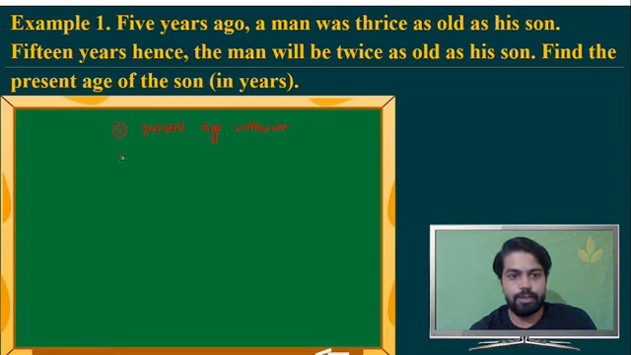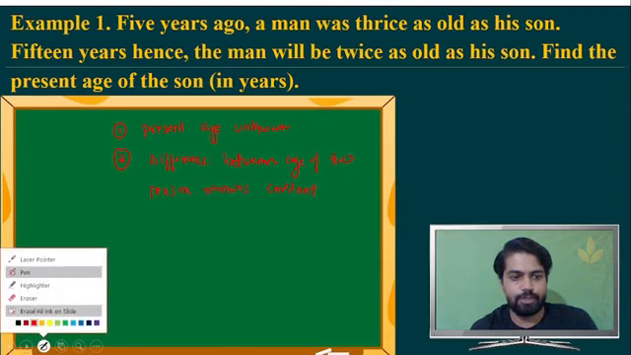The second rule is the difference between the ages remains constant. The difference between the ages of any two persons remains constant throughout their lifetime. So use these two important rules even without them being mentioned. You need to understand any two persons' age difference will be constant throughout their lifetime. So let's see how to solve these questions.